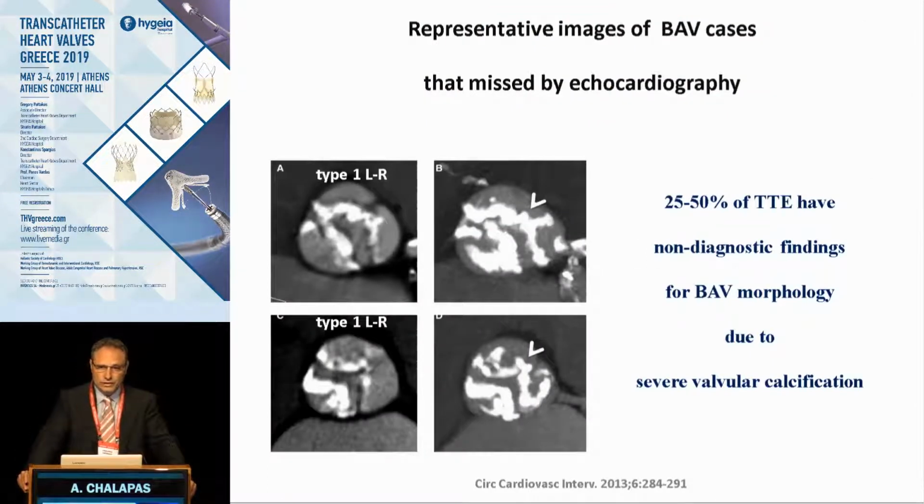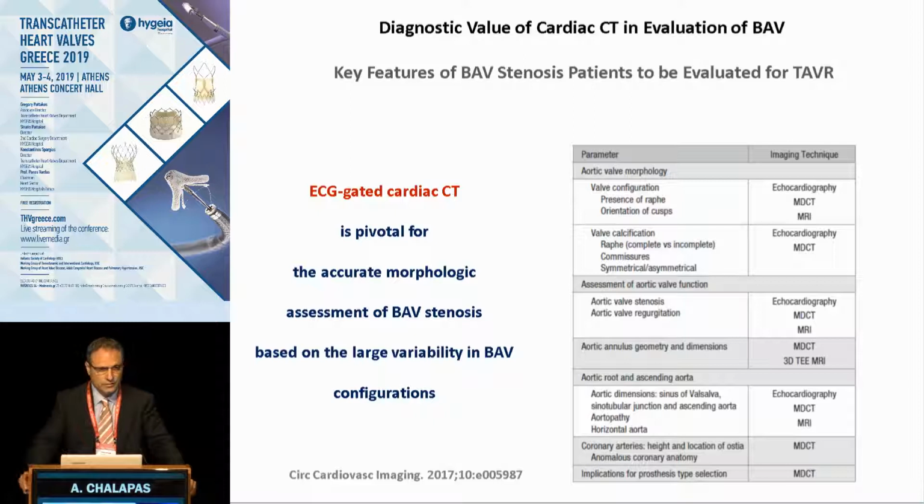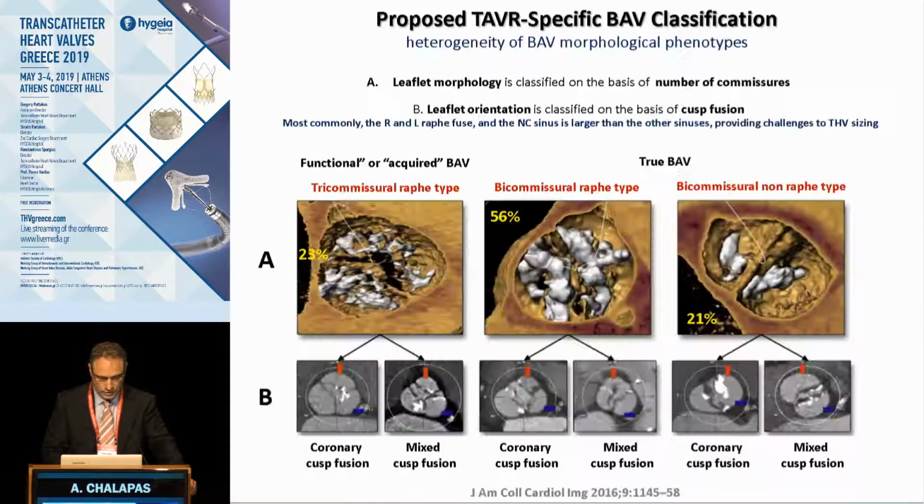And we know that echocardiography, which is the initial imaging tool to evaluate such patients, can miss the true bicuspid valve in up to 50% of cases. Therefore, CT is the gold standard imaging tool in order to assess not only the whole anatomy from the peripheral vessels to the aortic valve, but also to understand the different anatomical heterogeneities that occur.